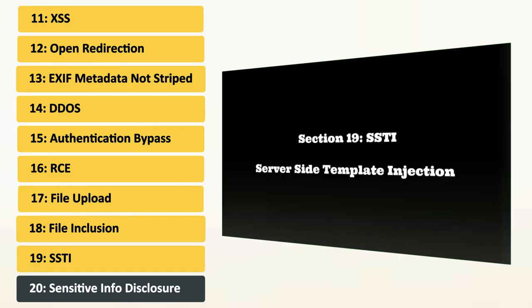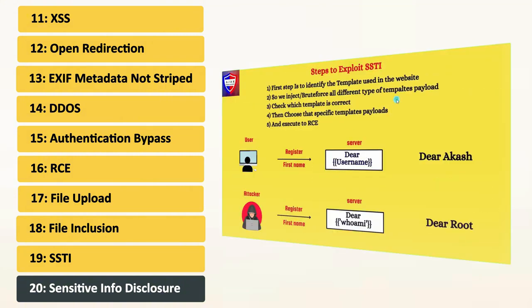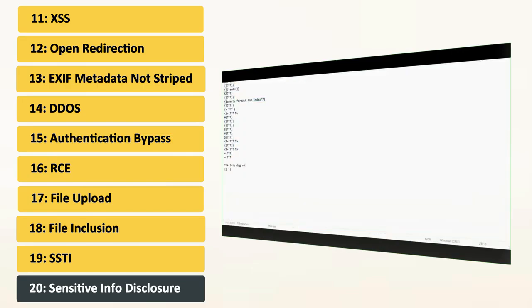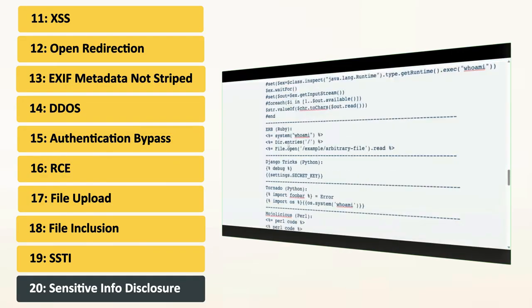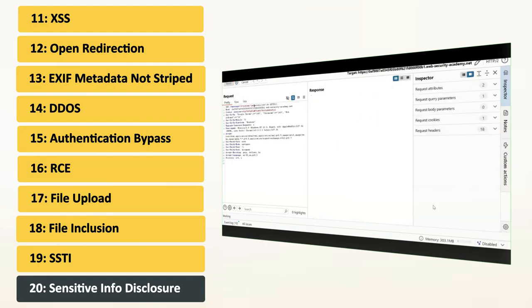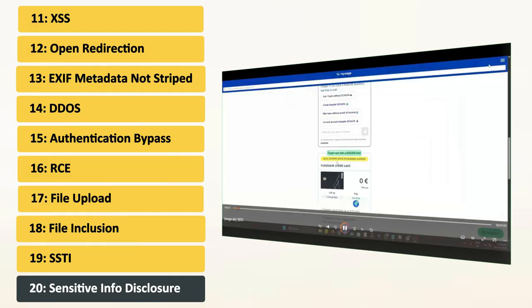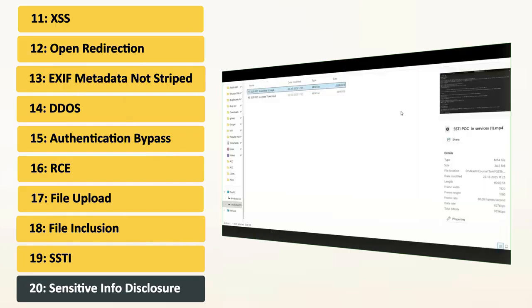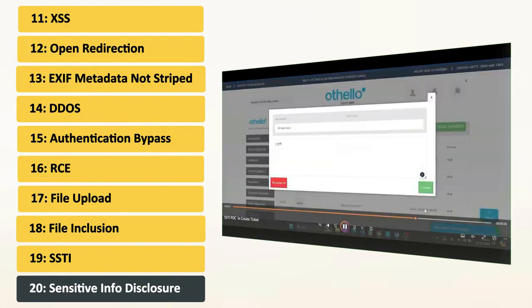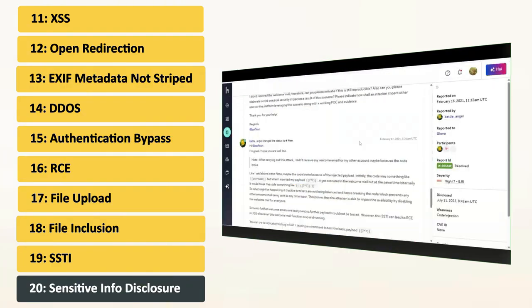Section 19 will be SSTI, which is server-side template injection. So here you'll be understanding different types of template engines used in different websites and their types. And followed by that, we'll also be doing live hunting of SSTI, and we'll be escalating from basic to advanced payloads, which is remote code execution. So we'll also be looking into different types of private POC videos followed by HackerOne reports.